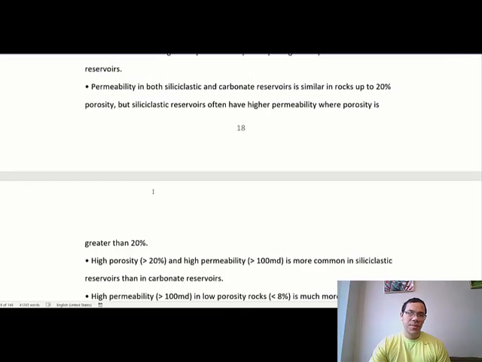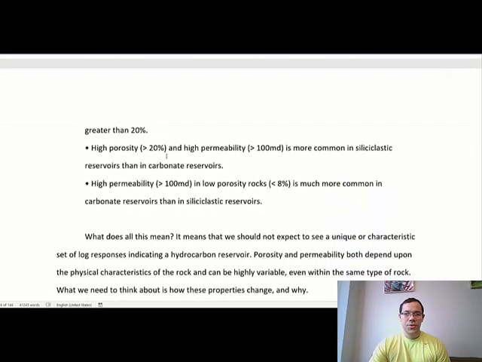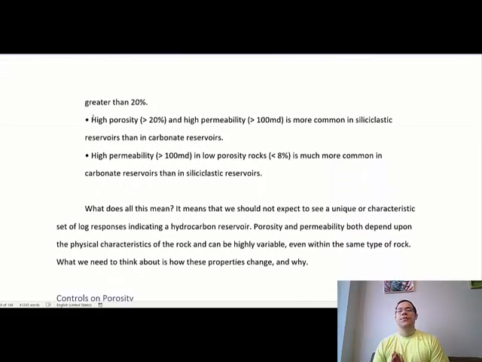This is an interesting behavior: porosity decreases with depth in both siliciclastic and carbonate reservoirs. So when you're logging, this should be a general trend. Porosity should decrease. These are good to have an idea of the order of magnitude, to have a number in mind. High porosity is more than 20%, and high permeability is more than 100 millidarcies. So you start to get exposed to how much is high porosity or high permeability.